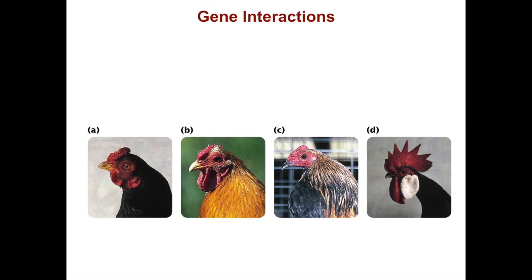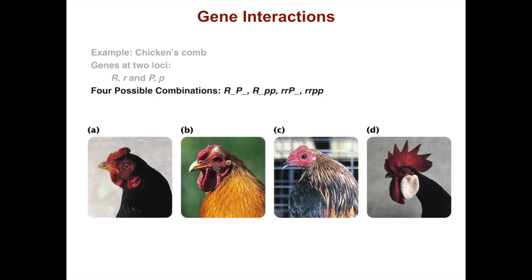And one example is the chicken's comb. So here we have 4 different types of chickens, and their comb phenotype is determined by genes at 2 loci, at the R loci and at the P loci.